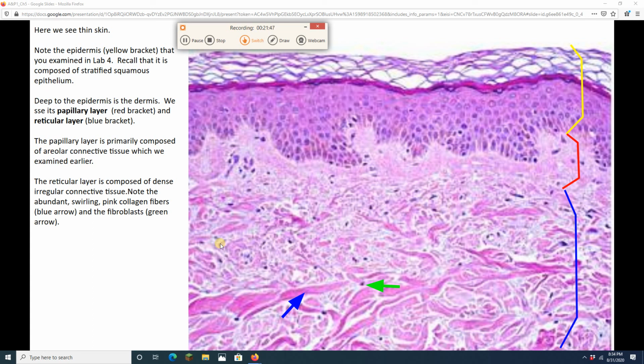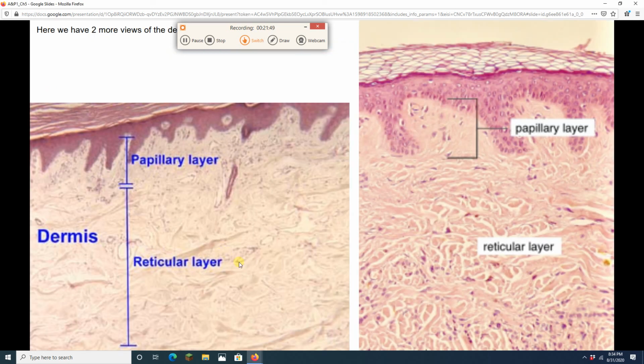Now we're on the last slide, where we see some more dermis with papillary and reticular layers. This one is kind of faded. I don't like the color so much here. I love this one on the right. This one's gorgeous. Papillary layer up top, reticular layer down below. Reticular layer of the dermis: dense irregular connective tissue.